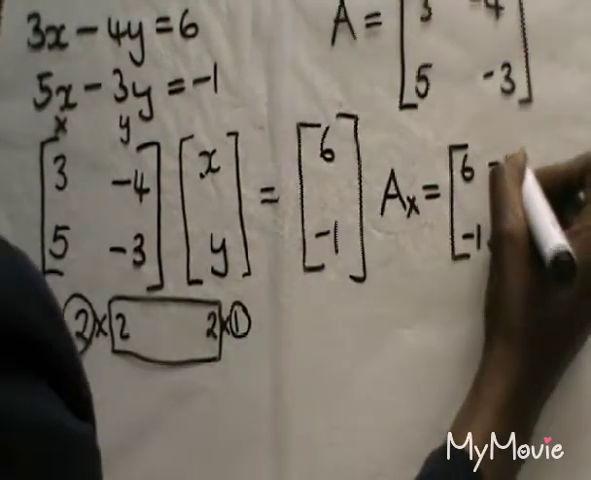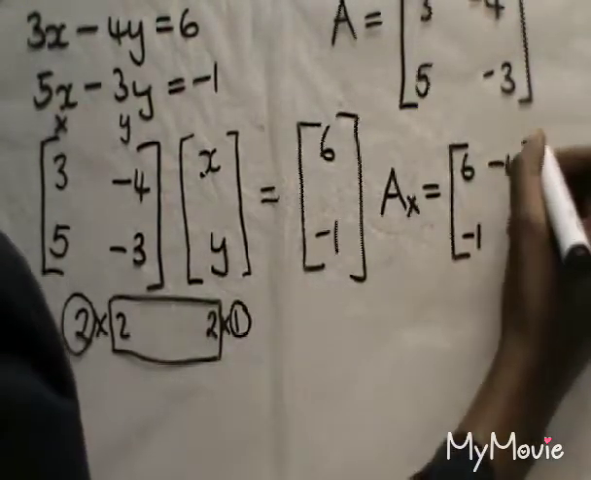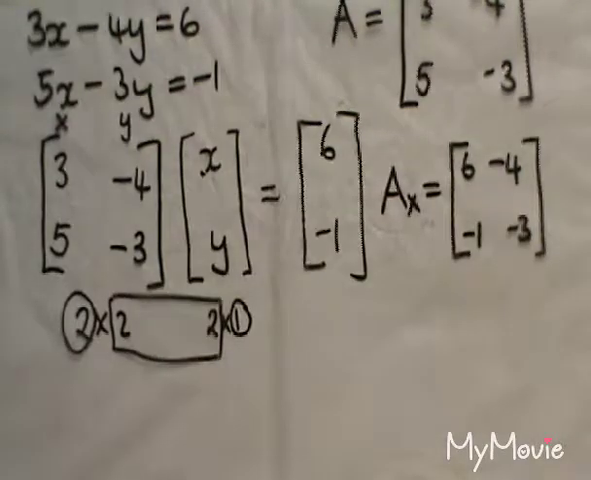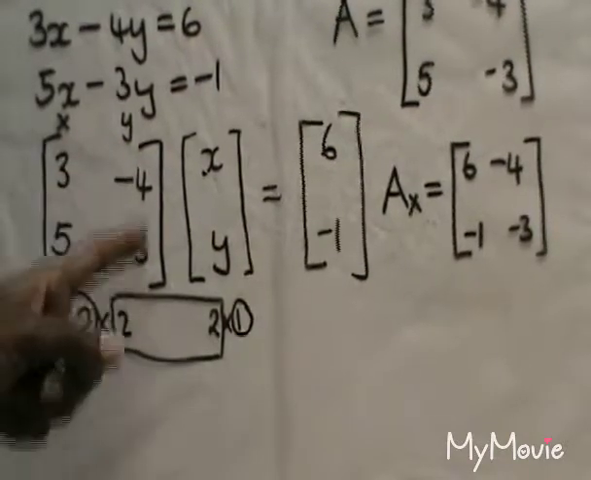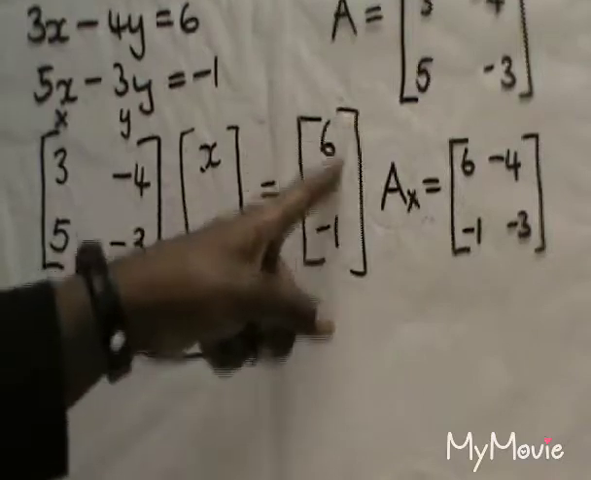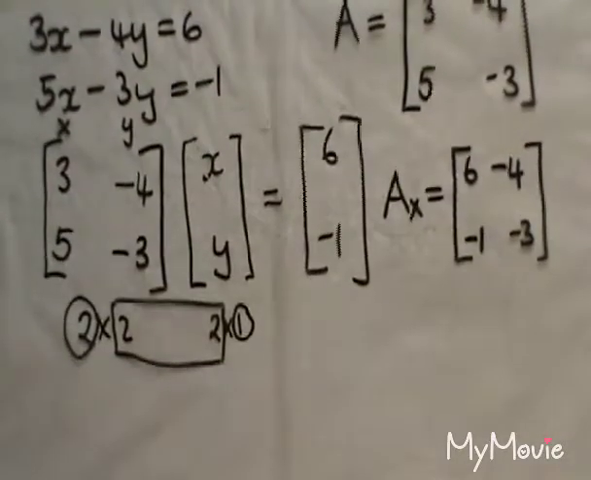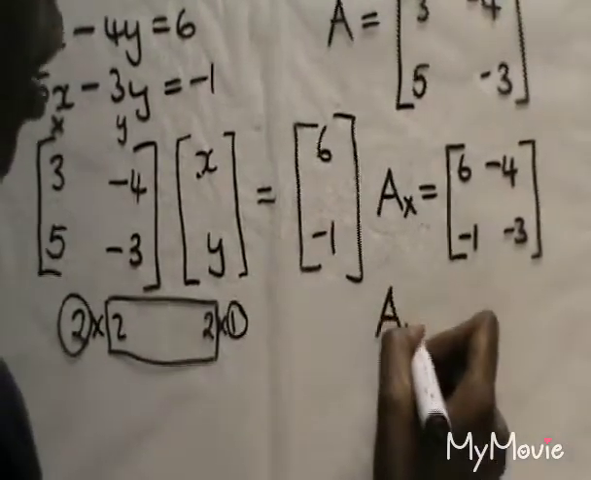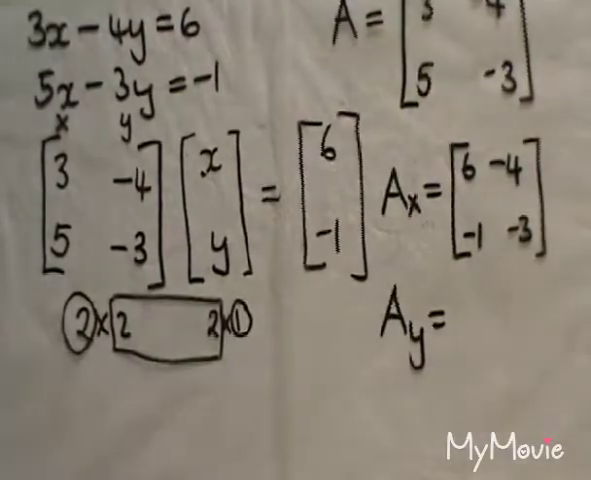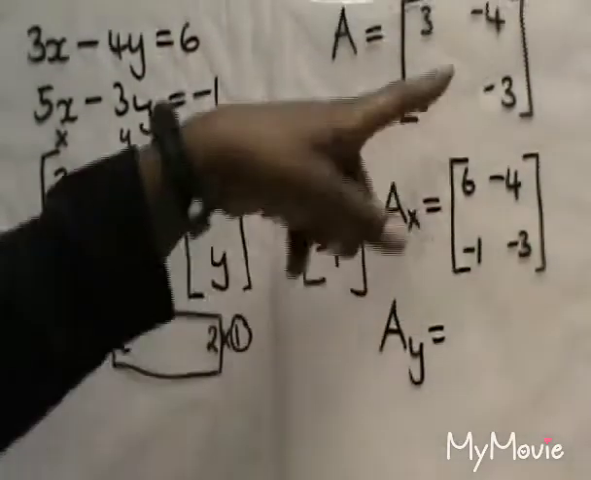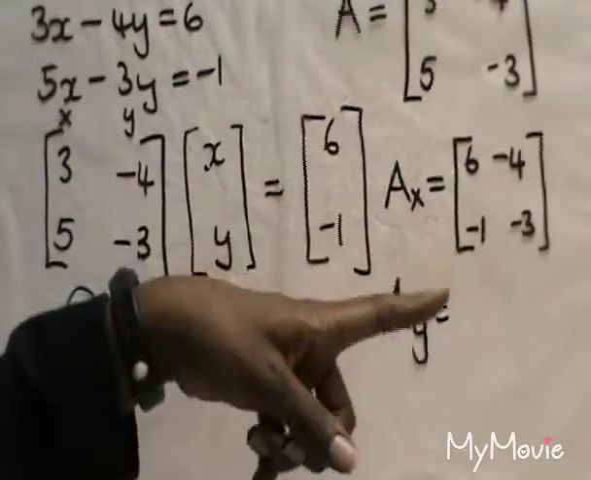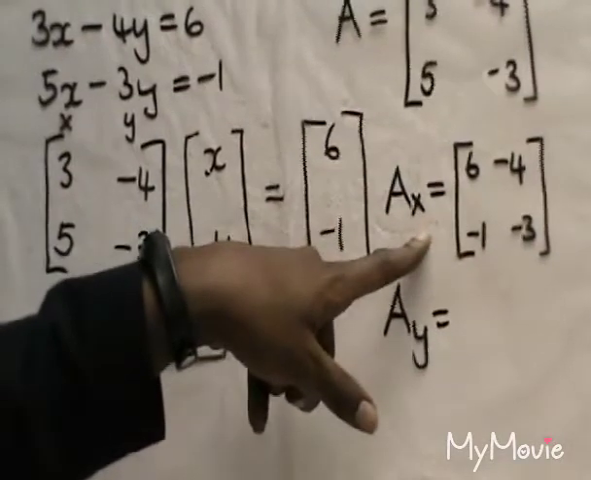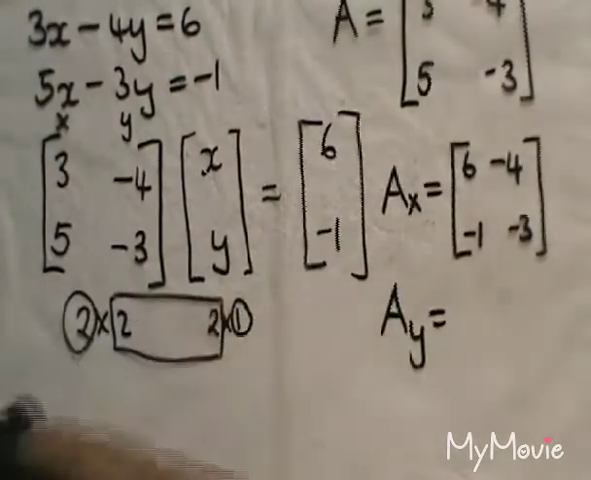So I have minus 4 here, and then I have minus 3. Okay, then what I do is I form another matrix for y, where I replace this column, which represents the coefficients of y, with the values in the solution matrix. So I will call this matrix AY. I'm calling them A because I derived these matrices from this matrix A. And here, just so that I don't get confused, on this one I changed the coefficients of x, and on this one I changed the coefficients of y.